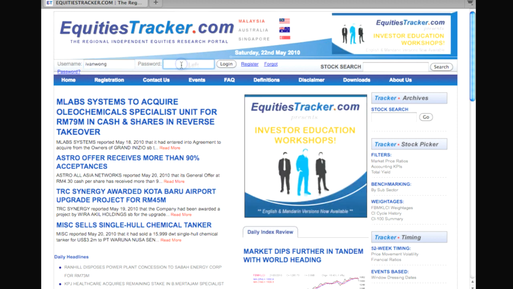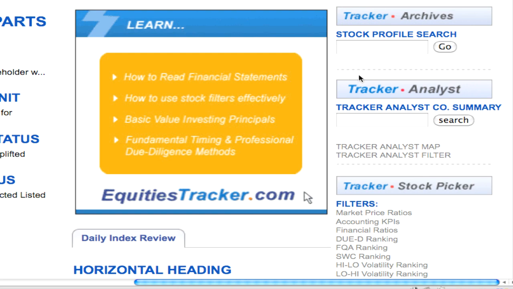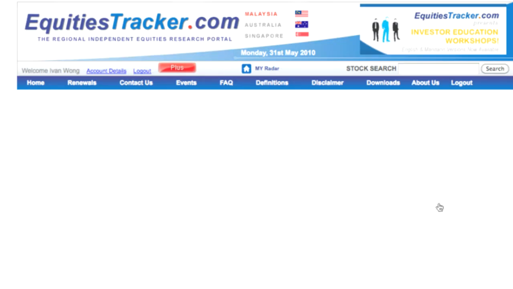Firstly, log in at EquitiesTracker.com. After logging in, navigate to the Tracker Analyst map link at right. This is a new all-in-one menu system that contains the direct menu link to all features of EquitiesTracker.